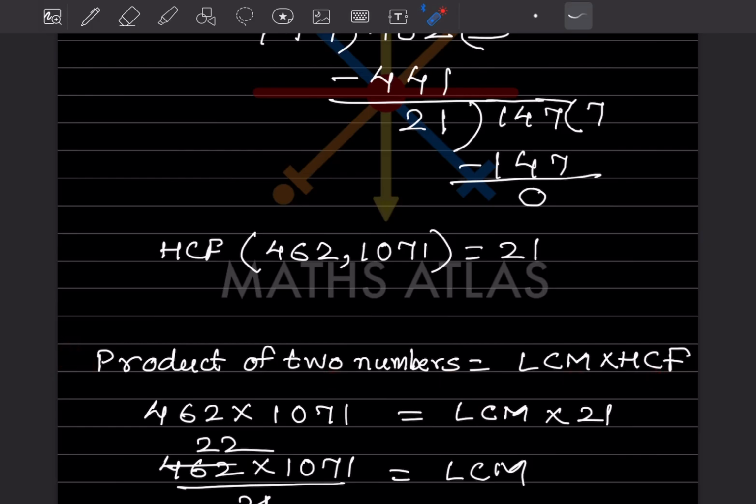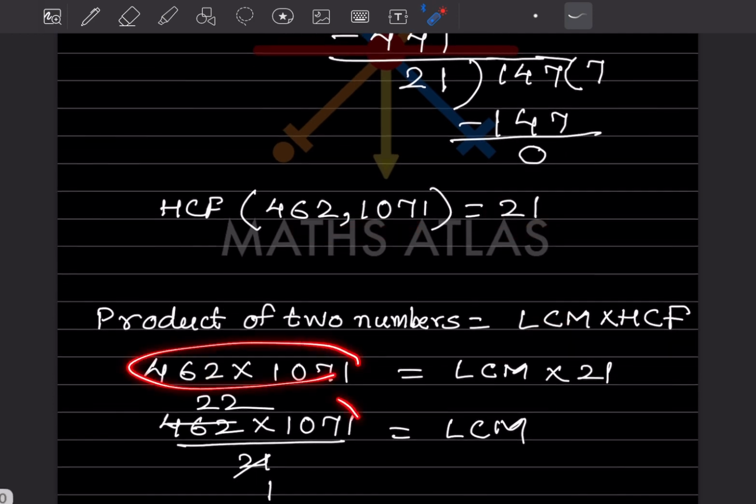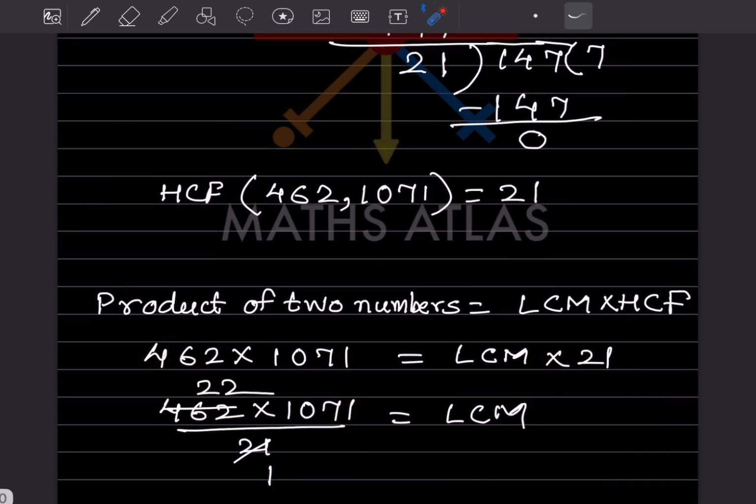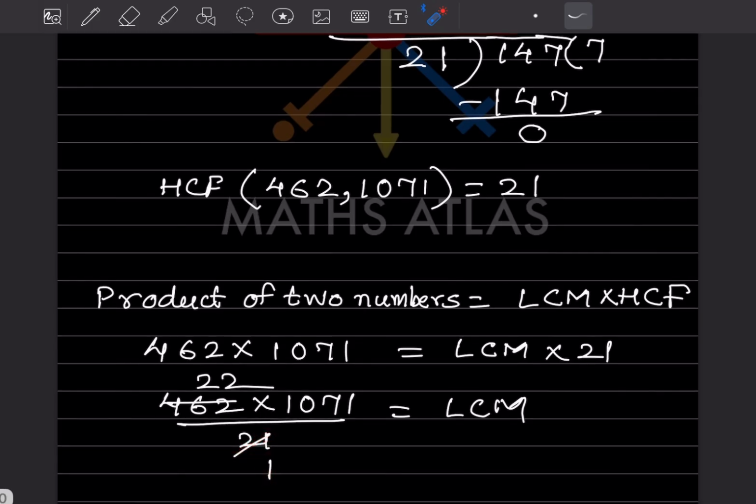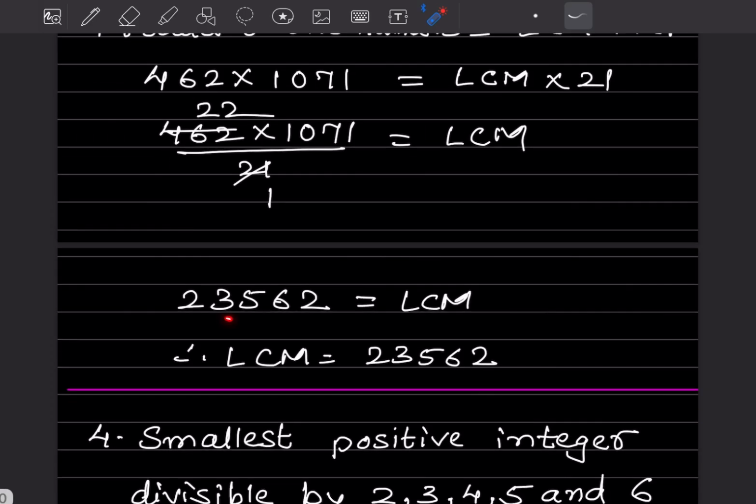The two numbers are 462 and 1071. We don't know the LCM, but we got the HCF as 21. So this goes from the right to the left and gets divided, equal to LCM. 21 ones are 21, and this will be 22. When you multiply this, you get the LCM as 23562.